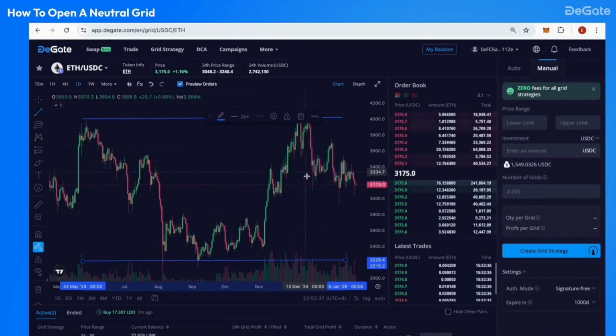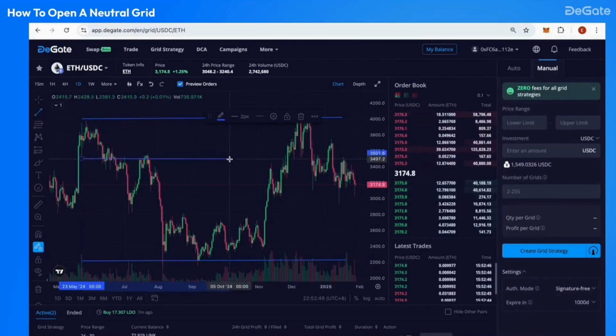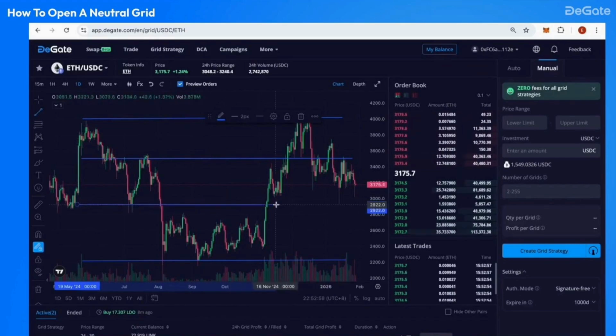Or, if I want a narrower range to amplify short-term grid profits, we can see that 3,500 appears to be a resistance level. For the lower limit, we can choose around 2,900, which seems to be a support level. If we choose an even narrower range, we can set the lower limit at 2,900 and the upper limit at 3,500. The current price of around 3,100 is at a certain distance from both limits, so this can also be our grid range. Okay, we'll choose this narrower range.